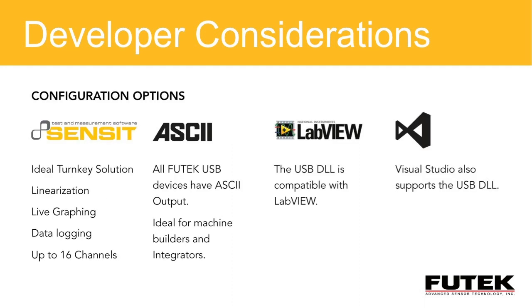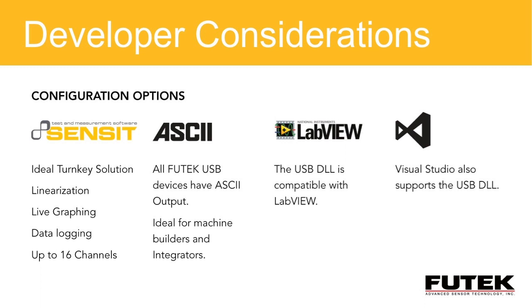So now let's look at some of the specific configuration options. There are several platforms that can utilize FUTech's USB solution. First would be Sense-It Test and Measurement. That's an ideal solution for turnkey applications. Supports linearization of up to 16 calibration points. It provides tools such as live graphing and data logging. It also supports up to 16 USB devices.